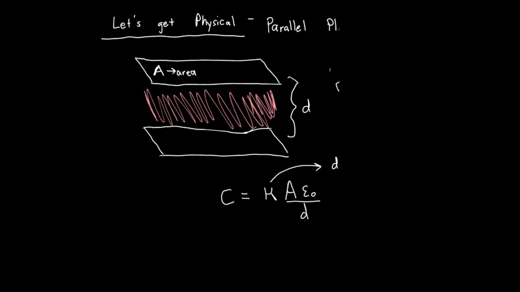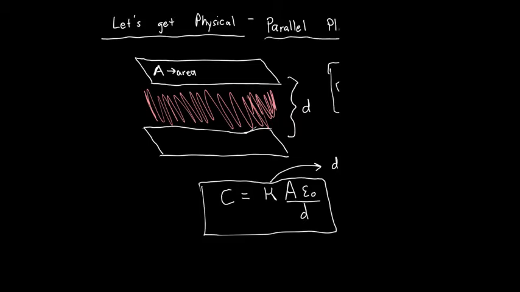If you don't have any material, this is the equation you'll use. If you do have some material that you're putting in to change your capacitance, then you can use this dielectric constant, this kappa. It would be a constant that's usually looked up inside of a table. So that's one way that we can physically create capacitors using parallel plates.